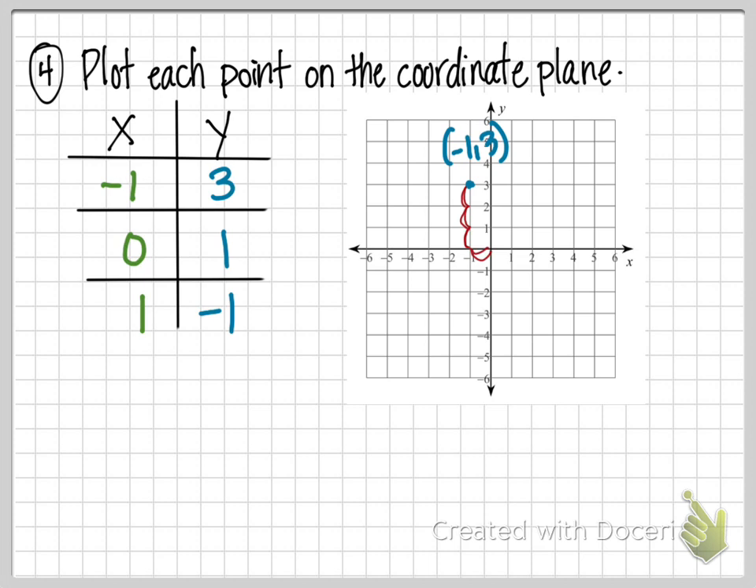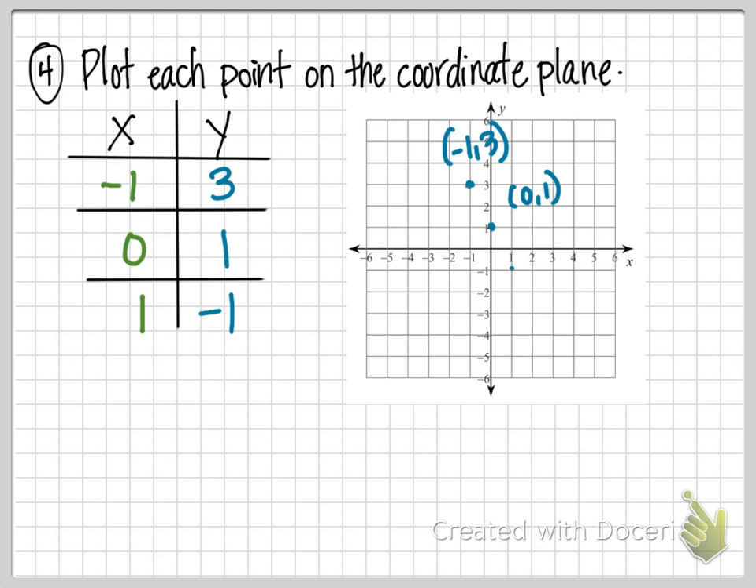Okay, we'll do the same thing. Let me erase those. For the next point, which is 0, 1. With 0, 1, we don't move anywhere horizontally, right? 0 is our x, so it's not going to go either way, left or right. And then we just go up 1 and plot that point at 0, 1.